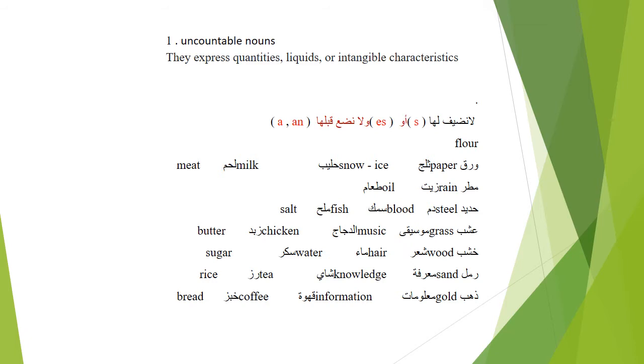For example, flour, meat, milk, snow, paper, oil, wine, salt, fish, blood, steel, butter, chicken, music, grass, sugar, water, hair, wood, rice, tea, knowledge, sand, bread, coffee, information, and gold.